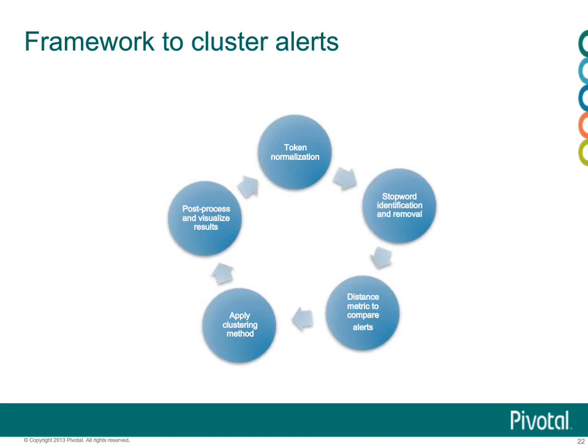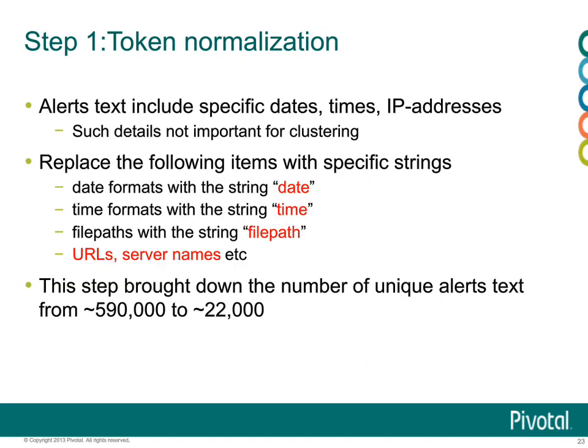Step 1 is the token normalization. Recall that alerts include some specific dates and IP addresses. For example, it might say server with a certain IP address is not responding. And there may be another alert which says server with a different IP address is not responding. As far as we are concerned, both of these alerts point to the same issue, but they appear different because of the specific IP address in that field.